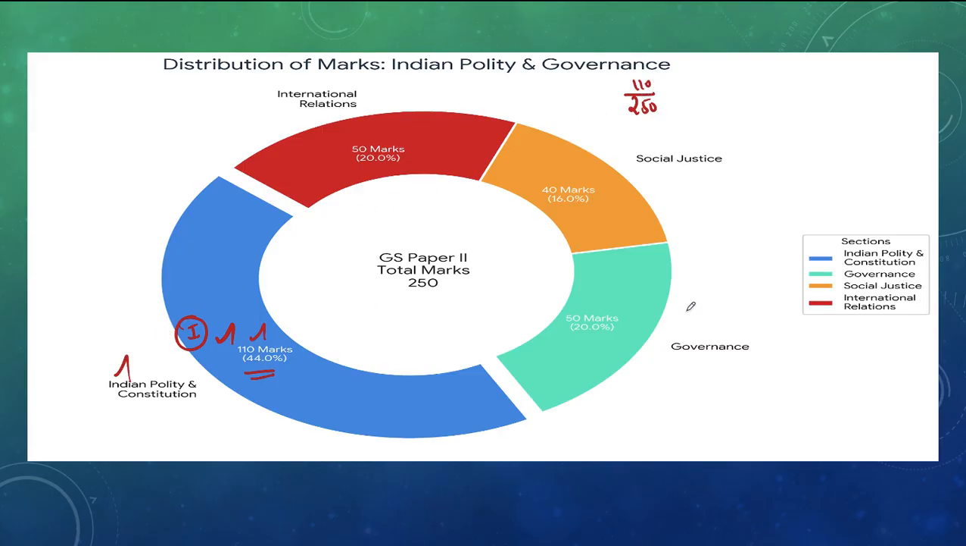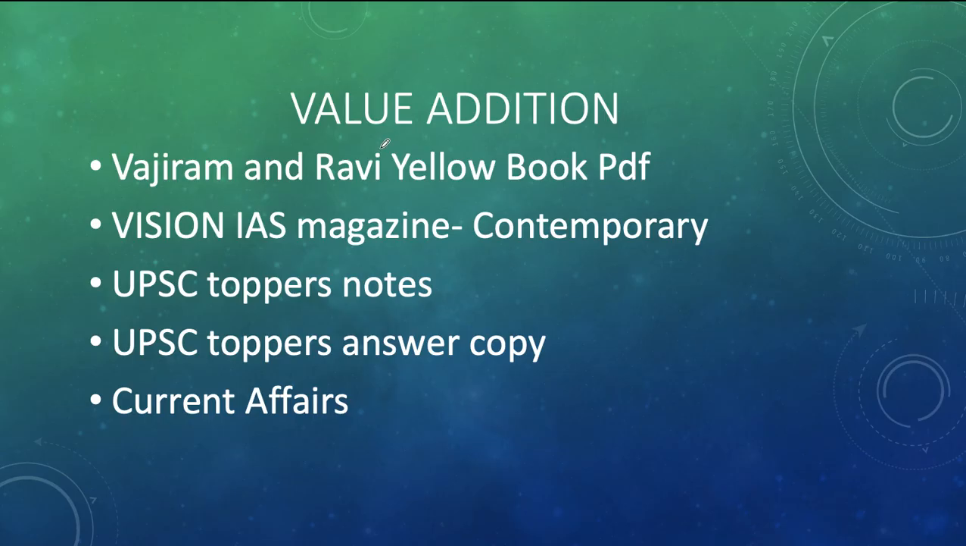After covering this, then you move to the governance topic. Then you can come to international relations and finally move on to social justice. So this is the order I will be suggesting to my students who are preparing for the UPSC Mains 2026 examination. So what are the value addition resources? You can use them to enrich your notes to get extra marks in the exam.